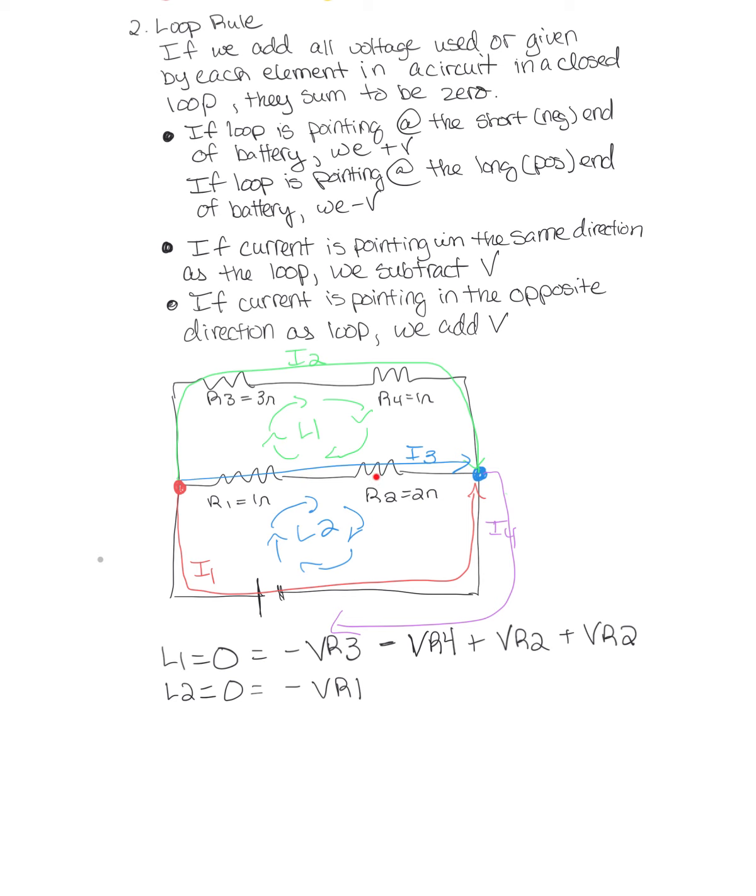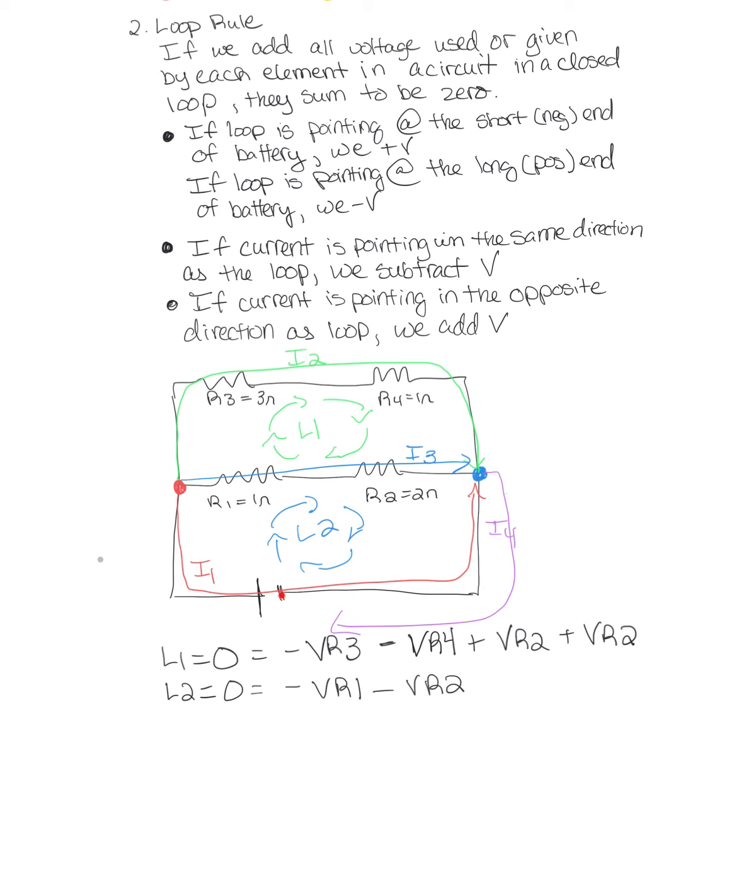And we continue along this line, and we now run into the 2 ohm resistor where the current is still flowing in the same direction as our loop. So we're going to add VR2. Or excuse me, subtract VR2. Okay, then we're going to keep going around, down, nothing's happening.